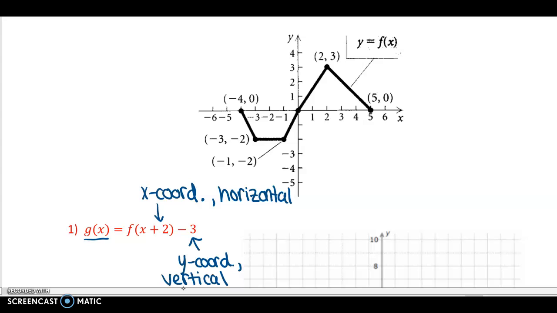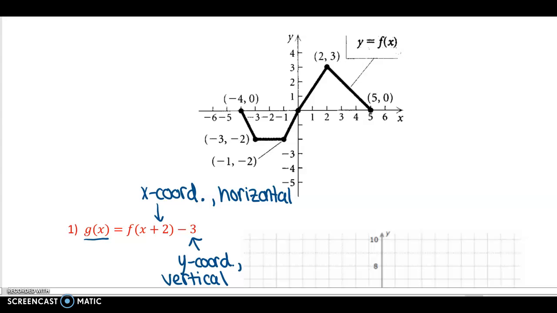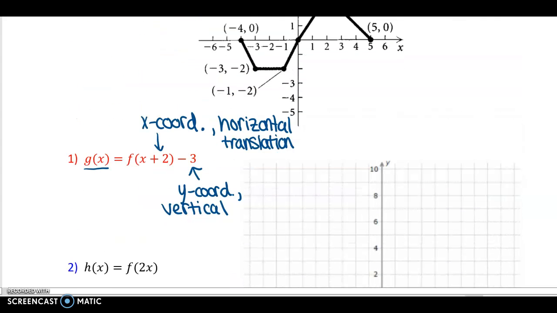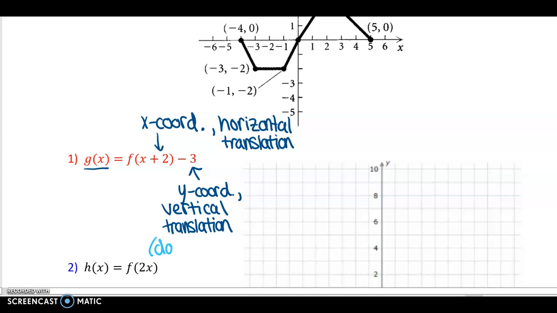Okay. From there, you want to see what kind of transformation it is going to be. Is it a reflection? Is it a stretch, a compression, or a translation? And anytime you have something being added or subtracted, those are both translations. So the first one is a horizontal translation. The second one will be a vertical translation, because they're being added or subtracted, not multiplied. Okay, and in this case, if we have a vertical translation of minus 3, that does exactly what you think it's going to do. That is going to move the whole graph down 3 units.